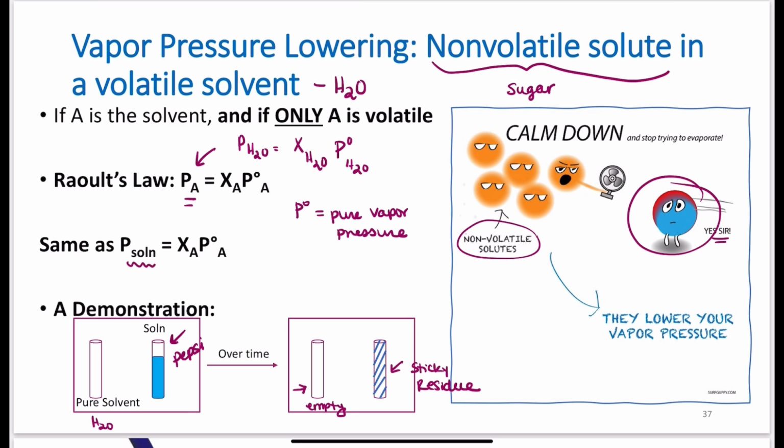The pressure of my overall solution is equal to the mole fraction of that volatile substance times the pure vapor pressure of that volatile substance. Because only the volatile substance is the one escaping, it's the only one contributing to the pressure of the solution. Okay? So it works the same as Raoult's law.